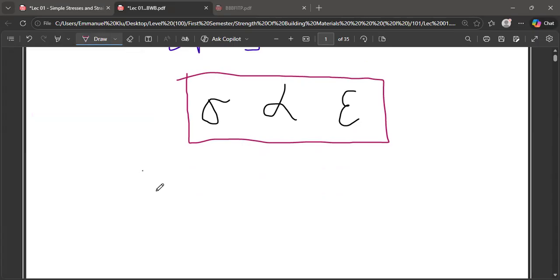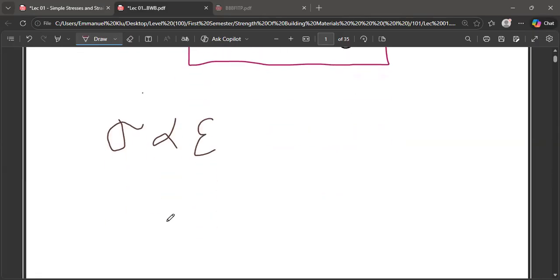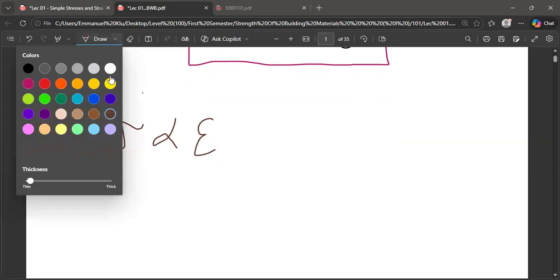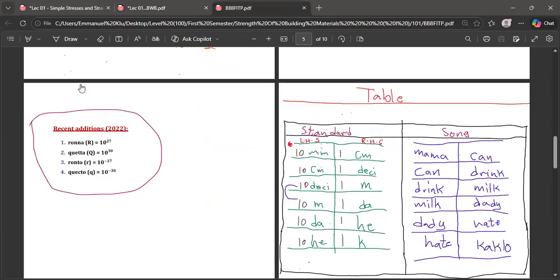We say that Hooke's law says stress is directly proportional to the strain. But mathematically, if we want to get rid of this proportional sign, what are we supposed to do? You realize that we have to introduce a what? A constant. So in getting rid of this proportional sign, we have to introduce a constant. Then now we can bring in our equal sign. If we are doing that, we are trying to derive a formula.